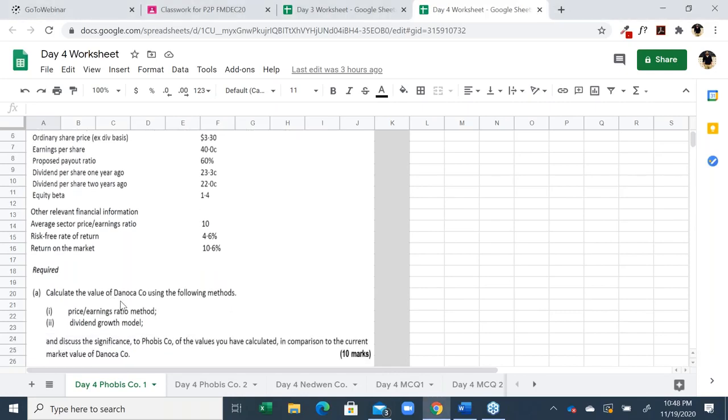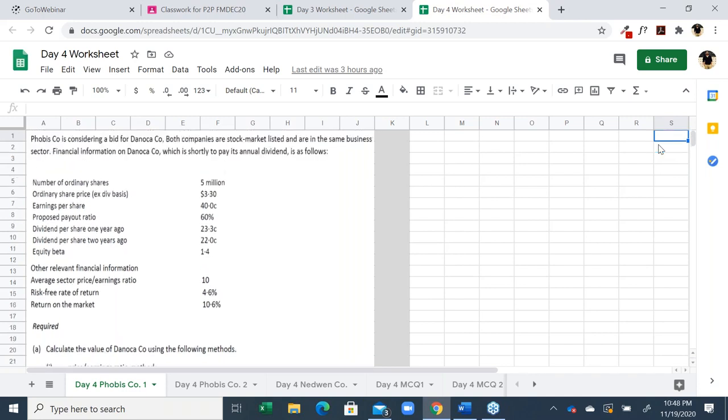Calculate the value of Denoka company using the following methods: price slash earning ratio method, dividend growth model, and discuss the significance to Forbes company of the values you have calculated in comparison to the current market value of Denoka company. So let's start solving it.